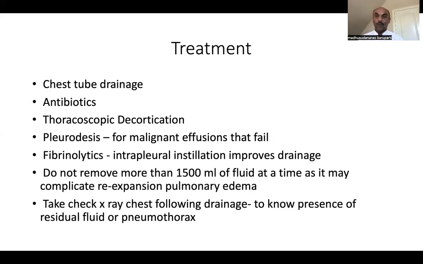Well, do not forget to take the check X-ray chest following chest tube drainage. Why do you take the check X-ray chest? This is to know the presence of residual fluid and also to know the presence of pneumothorax, which is iatrogenic and traumatic pneumothorax. So do not induce trauma to produce traumatic pneumothorax. Okay? This is the care you have got to take while dealing with the patient with pleural effusion.